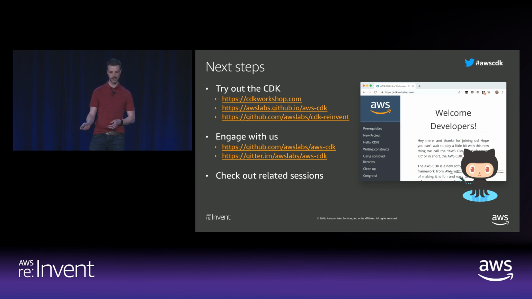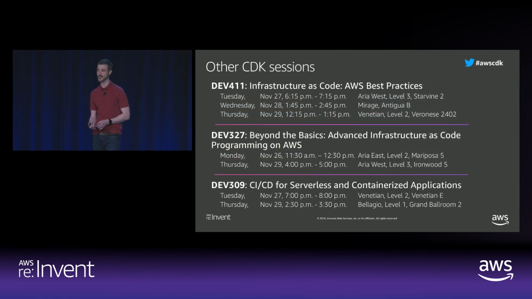And there are a couple of related sessions as well that'll have a little bit more CDK content in them. So Dev411, Infrastructure as Code, AWS Best Practices, is available 3 more times this week. This is a chalk talk, so it's going to be a little bit informal and lots of chances to ask questions. There'll be a couple of engineers from AWS Developer Tools there and showing off some CDK code as well.